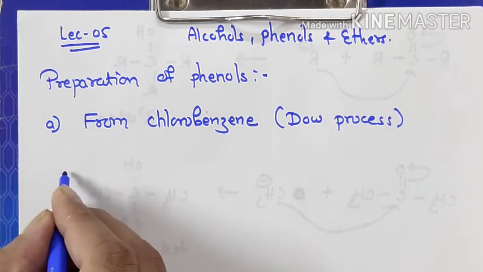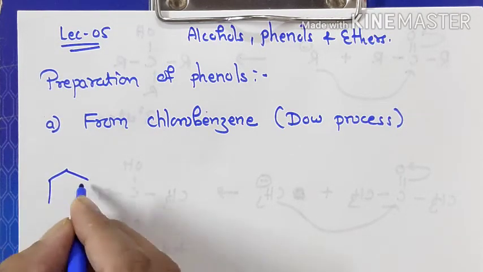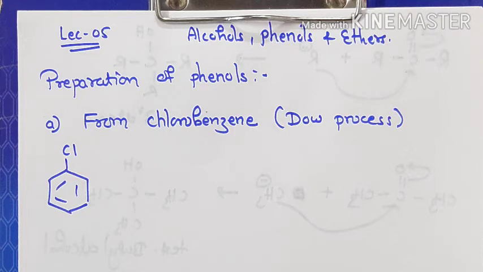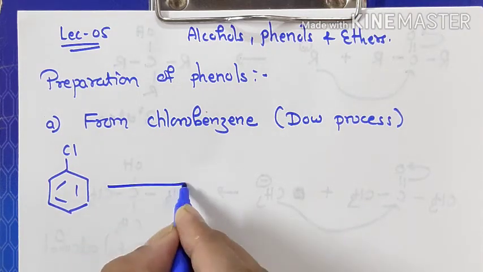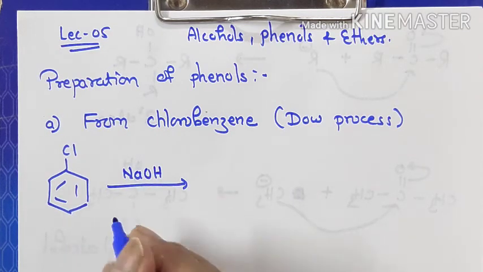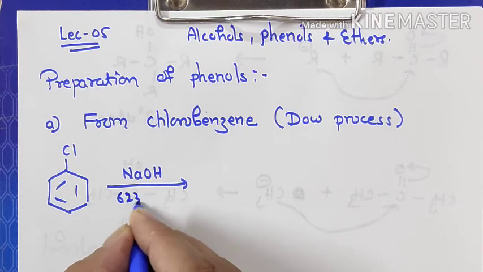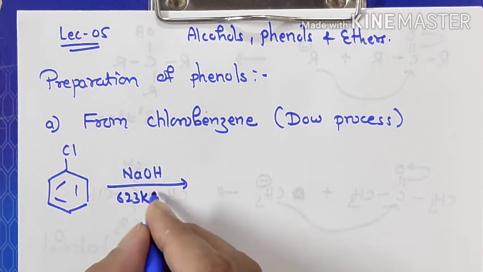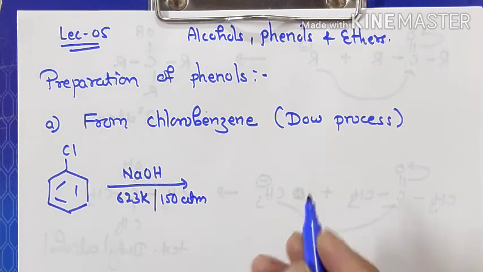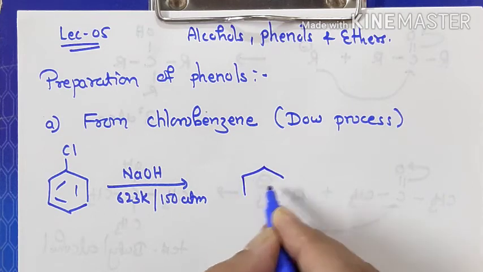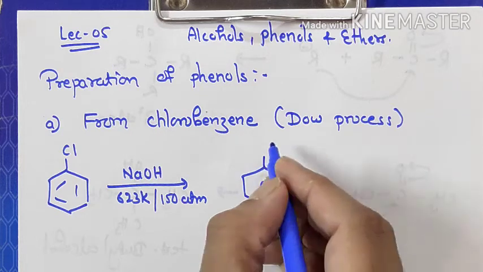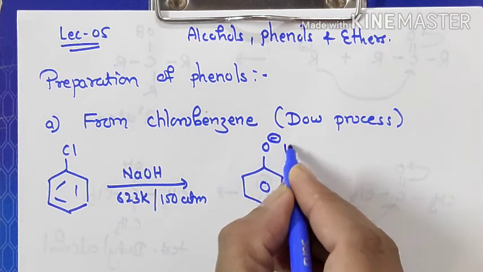Okay, first I take chlorobenzene. This is chlorobenzene, student. I treat this chlorobenzene with NaOH at a temperature of 623 Kelvin and a pressure of 150 atm. What product do we obtain? We obtain sodium phenoxide, and this is how it is written.